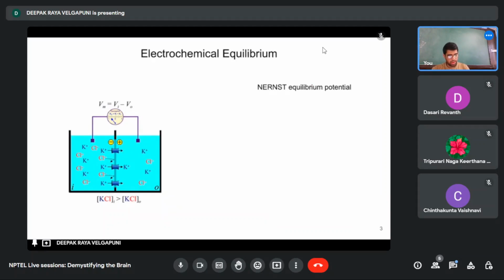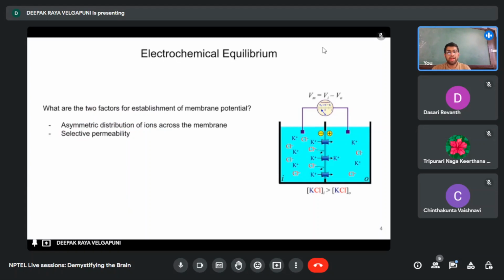So, what are the two main factors that we saw? There should be an asymmetric distribution of ions. That is, there should be a concentration gradient, and the membrane separating these two compartments should have a selective permeability. As we have seen, if it is just open to all the ions, the electrical neutrality is still maintained, and therefore there is no charge difference across the membrane, and hence there is no membrane potential.